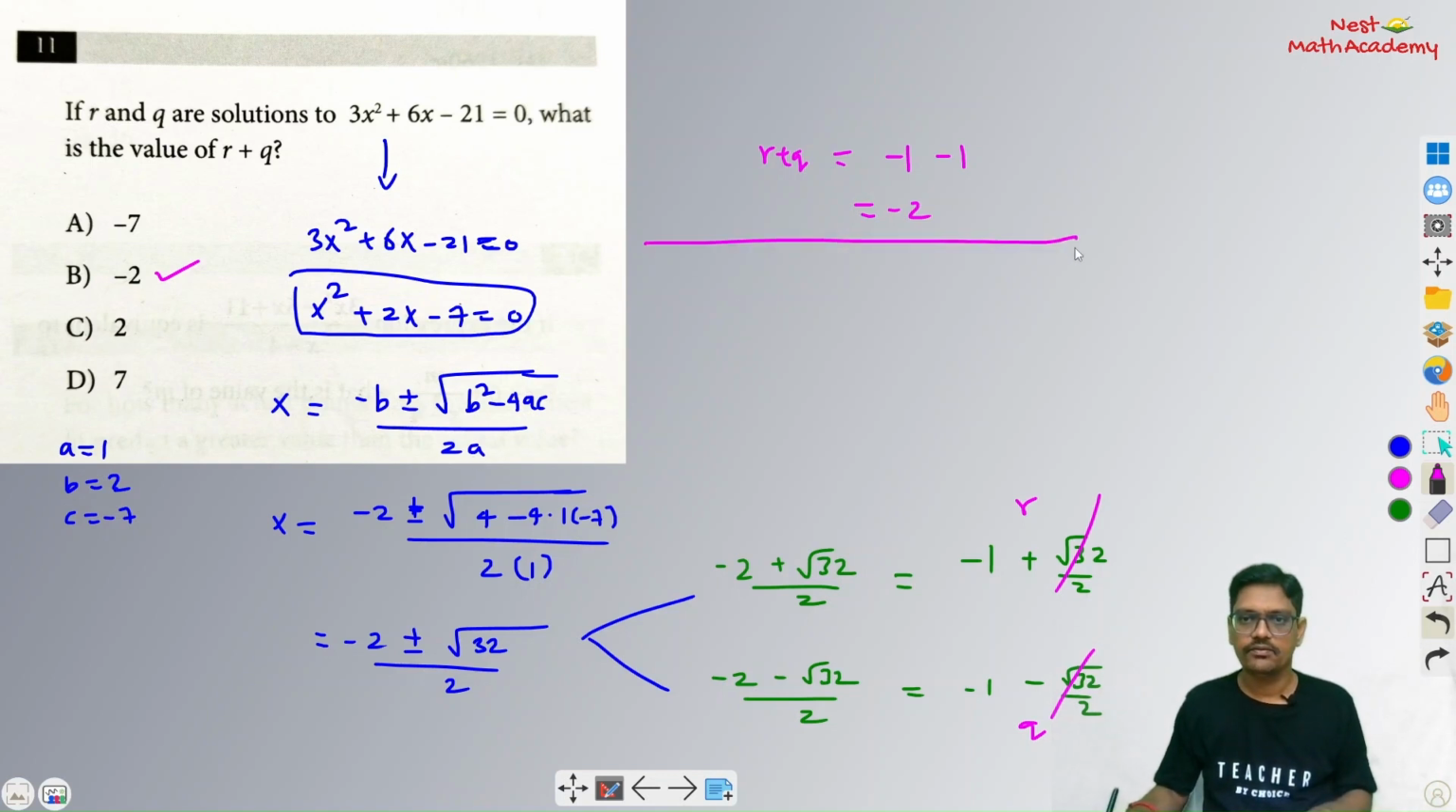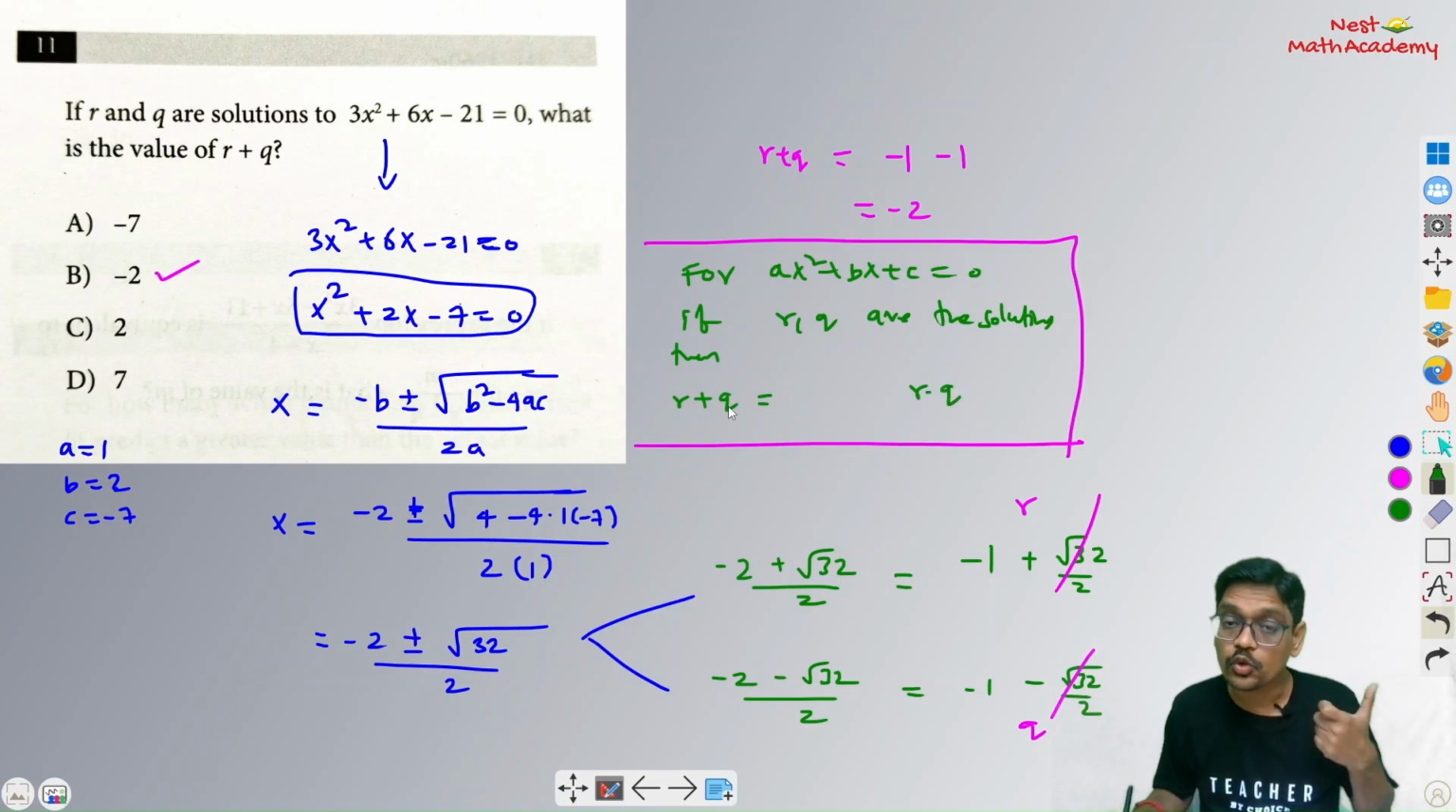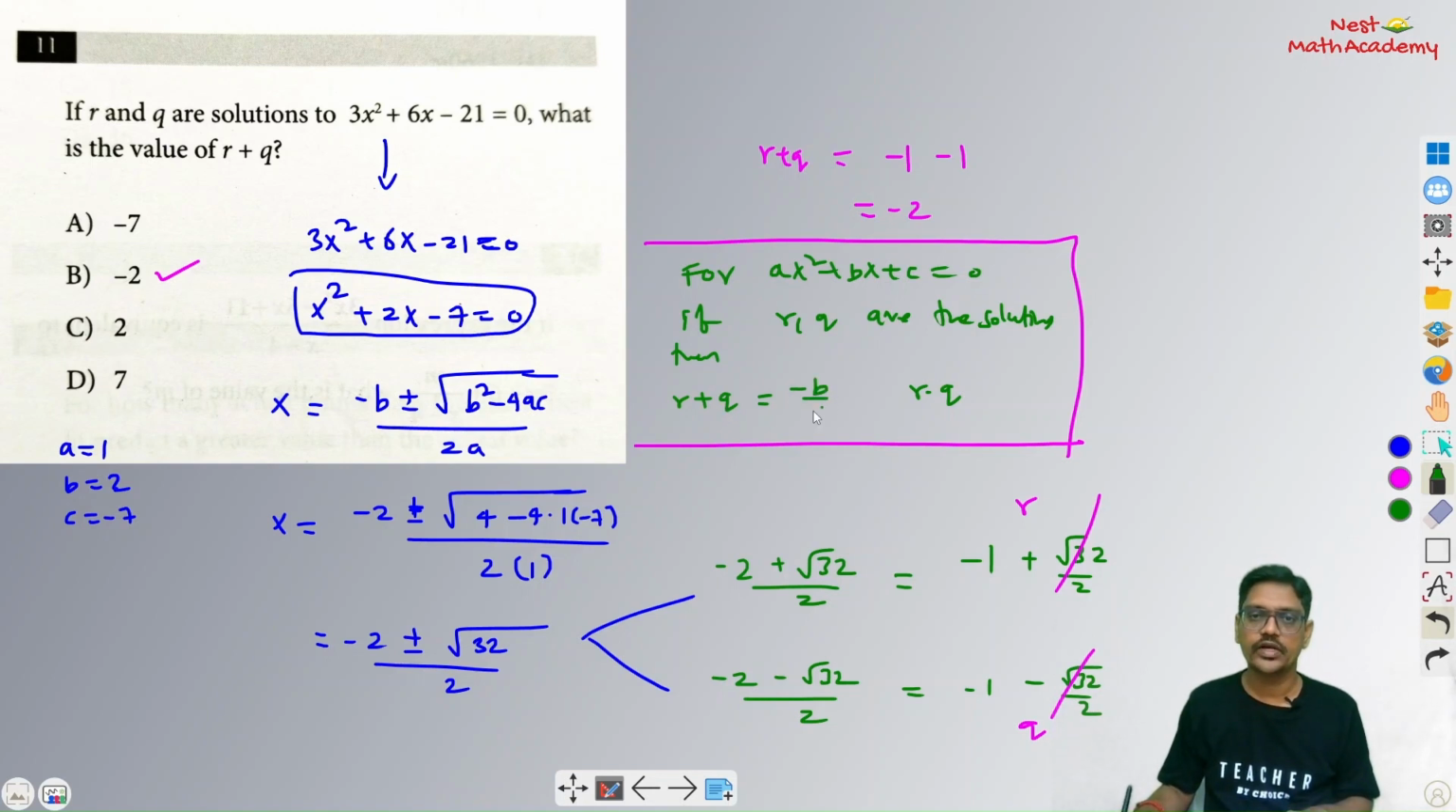Another one is, there is a direct formula kind of thing. For ax square plus bx plus c is equal to 0, if r comma q are the solutions, then the sum of the solutions and the product of the solutions, directly we have simple expressions, r plus q and r times q. This is called the sum of the solutions, or sum of the roots, which is minus b over a.